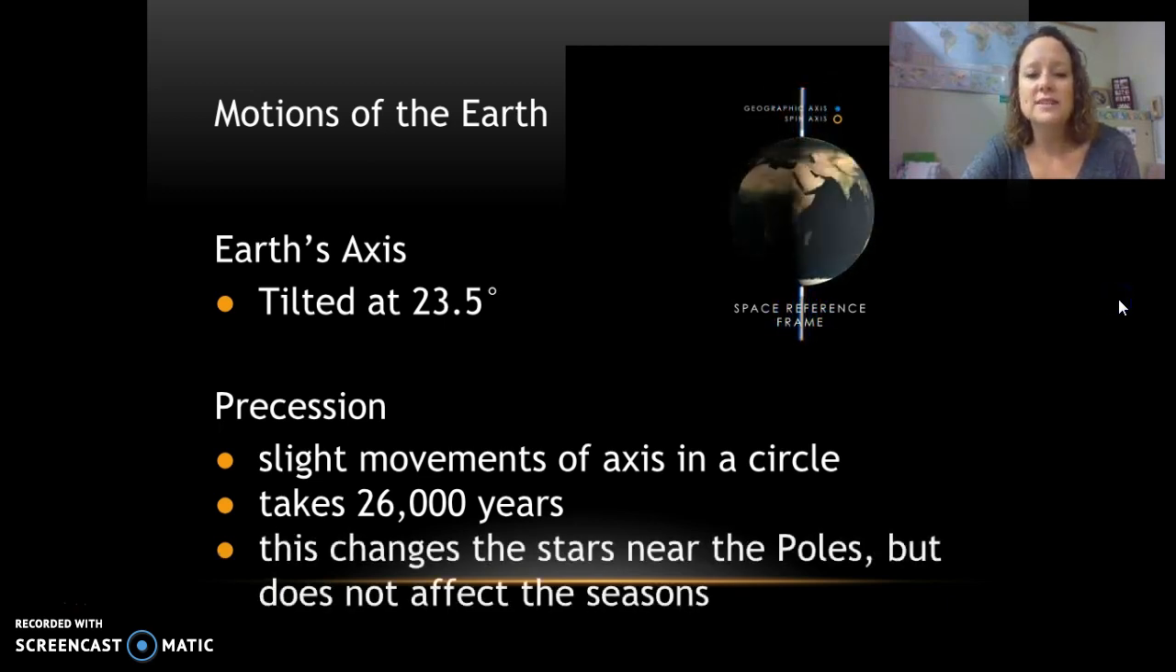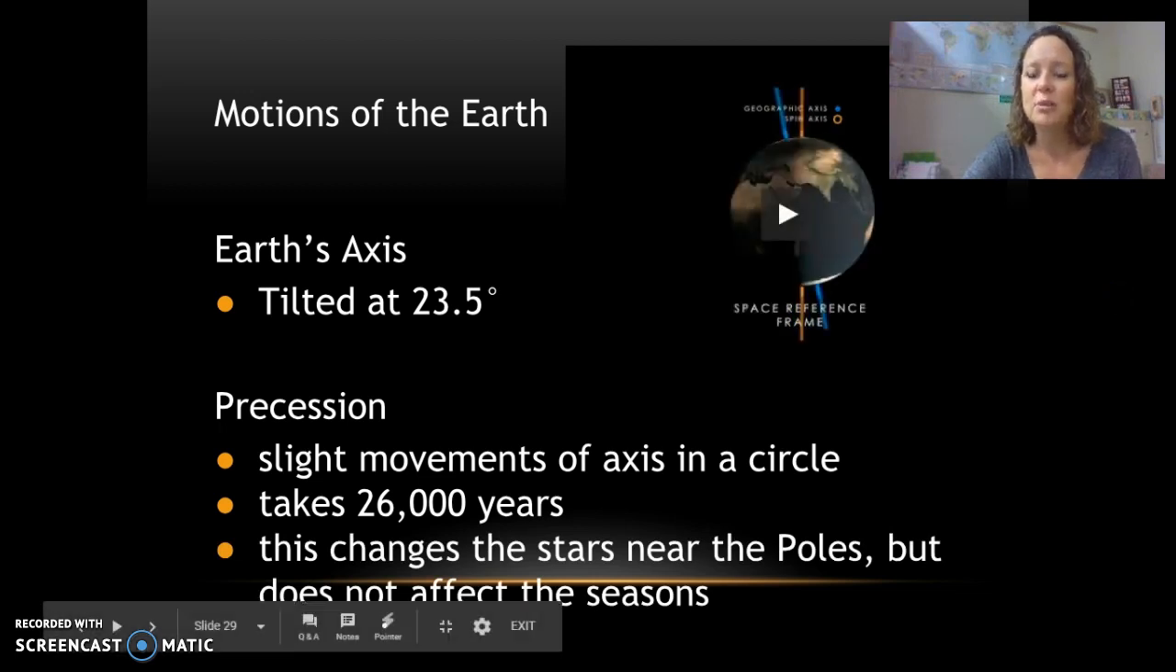Now, the only effect that it has on Earth is that the stars that we see from the poles would be different during those 26,000 years. Right now, our axis is pointed towards the North Star, but through precession, that can change over time. But it's not fast enough that it's something you would notice in your lifetime.